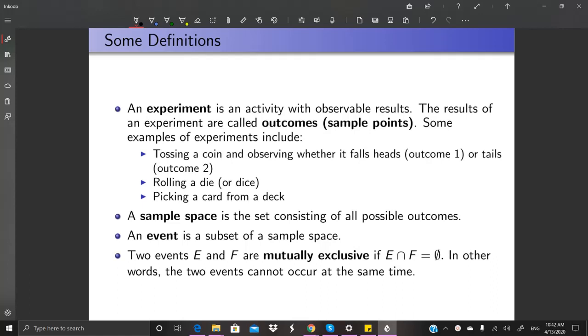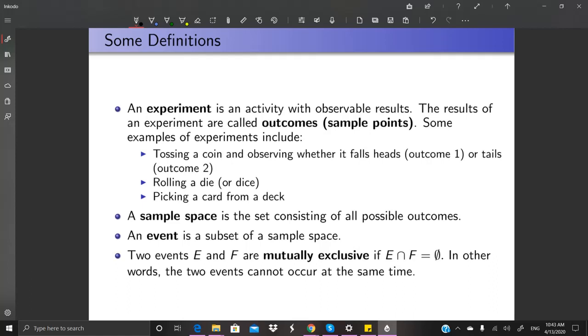Some examples of experiments, which are the ones we'll see very often in our examples from class and our homework, include tossing a coin and observing whether it falls heads or tails. Those will be the two outcomes for the experiment. Or rolling a die or dice, or picking a card from a deck, or picking multiple cards from a deck. So these are all experiments.